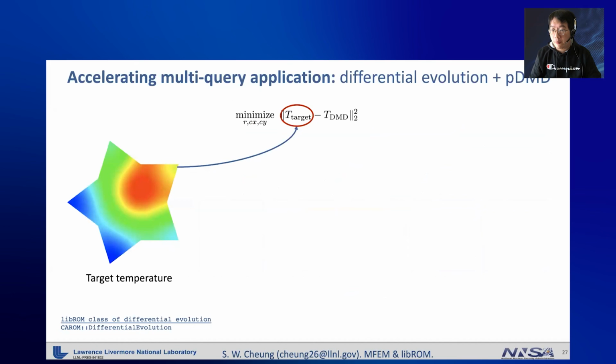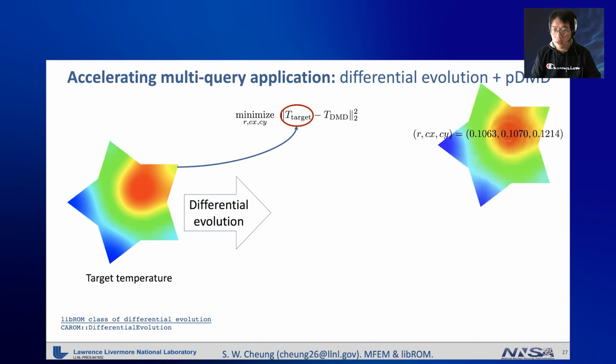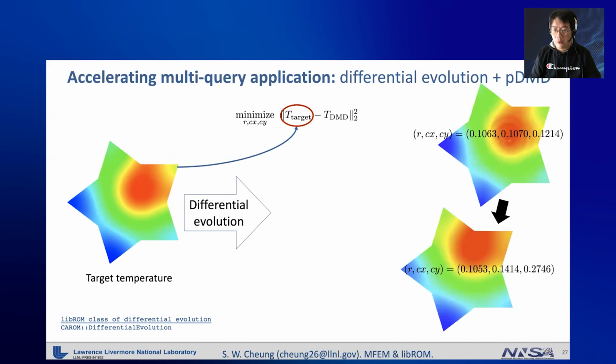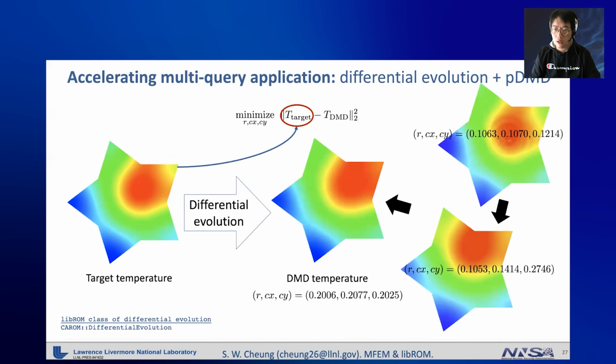And this parametric DMD can be used to accelerate the multi-query applications like inverse problems or optimal control or design optimization. So for an easy toy example, let's say we want to find out the parameters that produce the final time DMD temperature field, which match a target temperature field the best with this minimization problem. We will solve this minimization problem with differential evolution algorithm, which is derivative-free. It starts with an initial guess of the parameters, iteratively solves for an optimal solution, and eventually hits the stopping criterion, returns a final guess for the parameters.